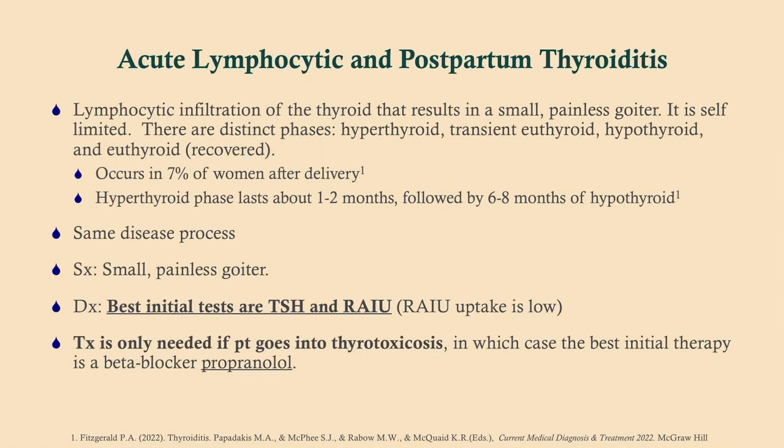Acute lymphocytic and postpartum thyroiditis are the exact same process. The only difference is if acute lymphocytic thyroiditis happens within a year after you give birth, then it's considered postpartum. And if you don't, or if a man gets it, it's acute lymphocytic, but it's the exact same presentation. So this results in a relatively small goiter. It is also painless, and it's also self-limited.